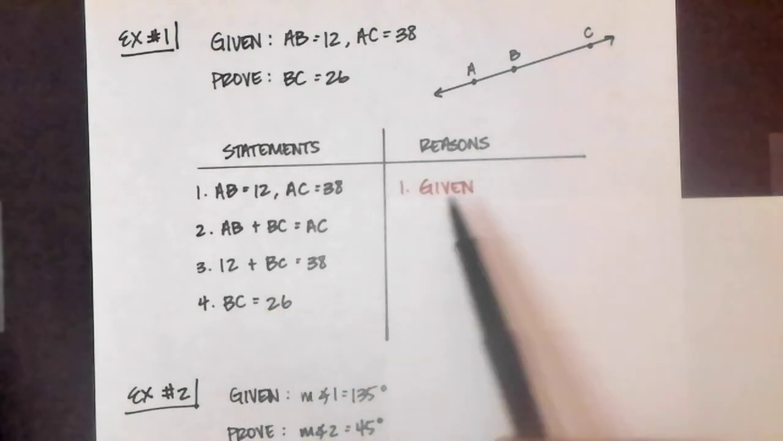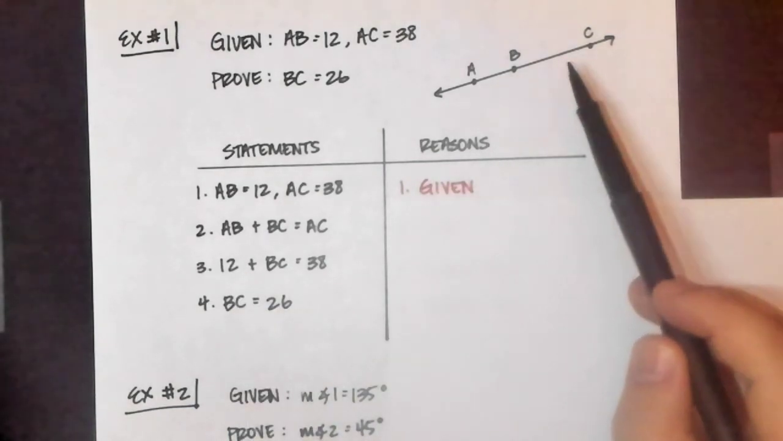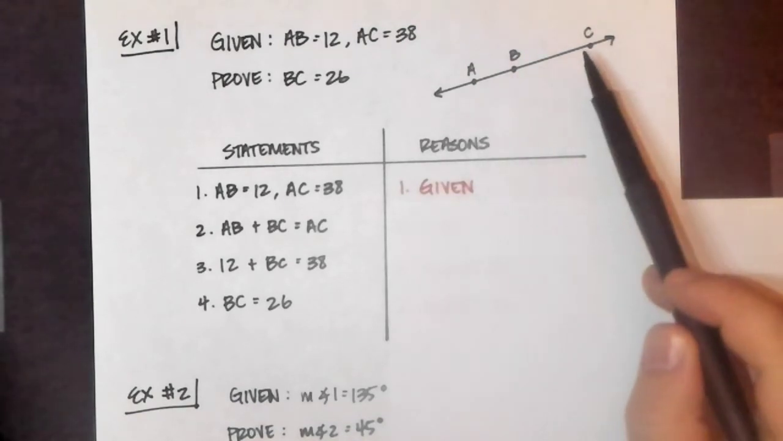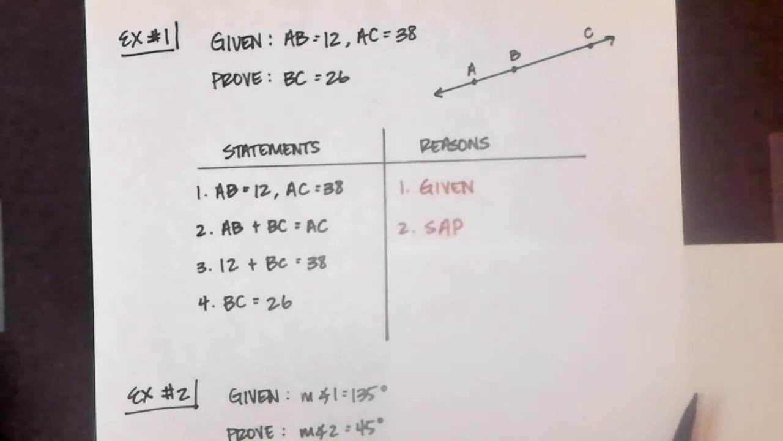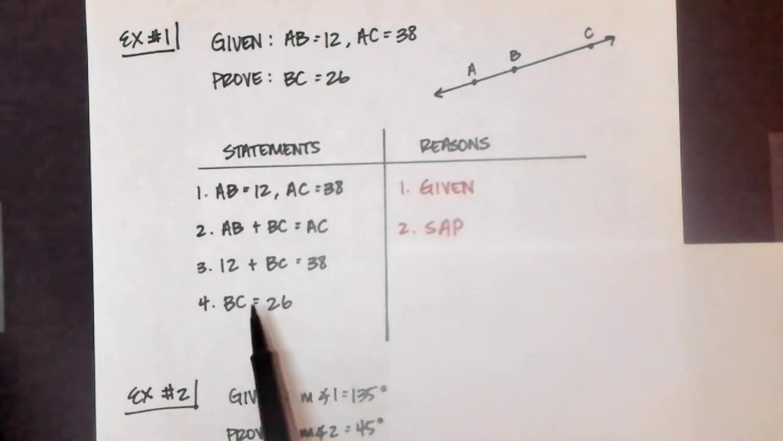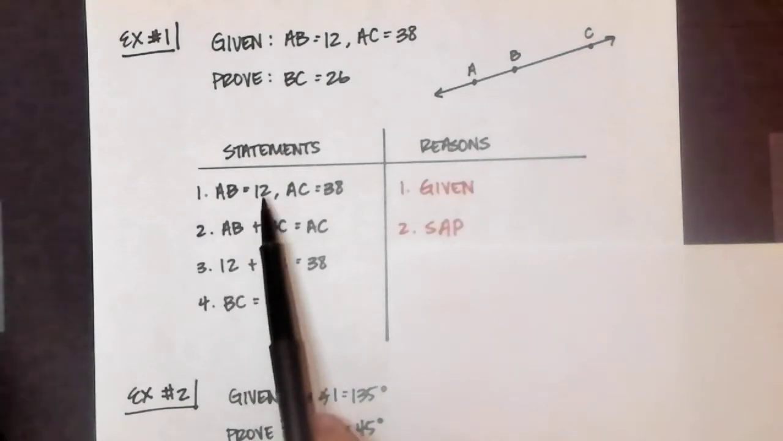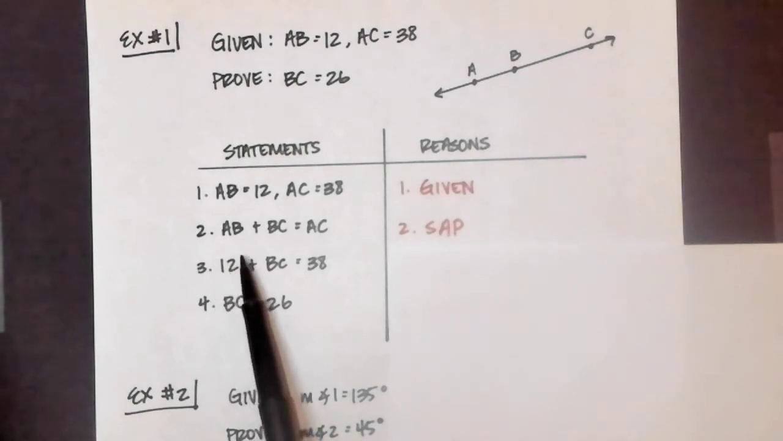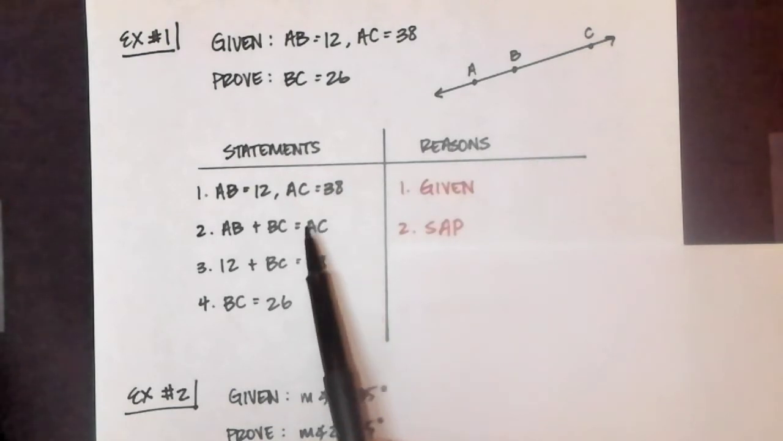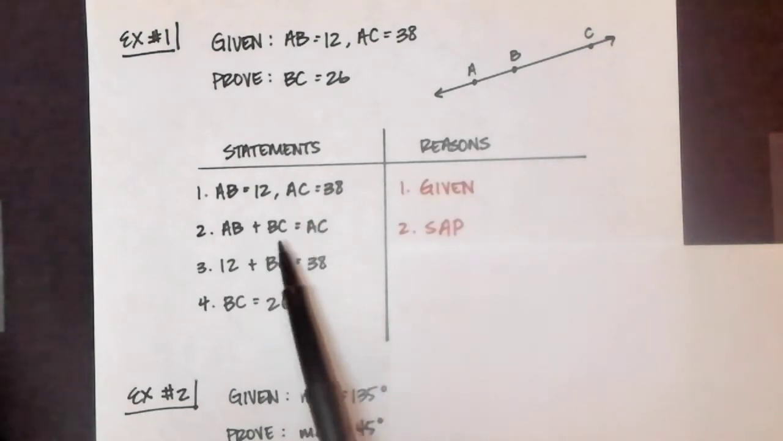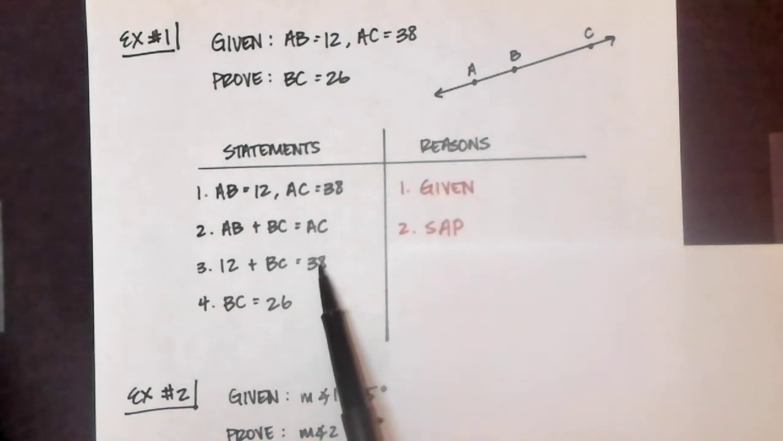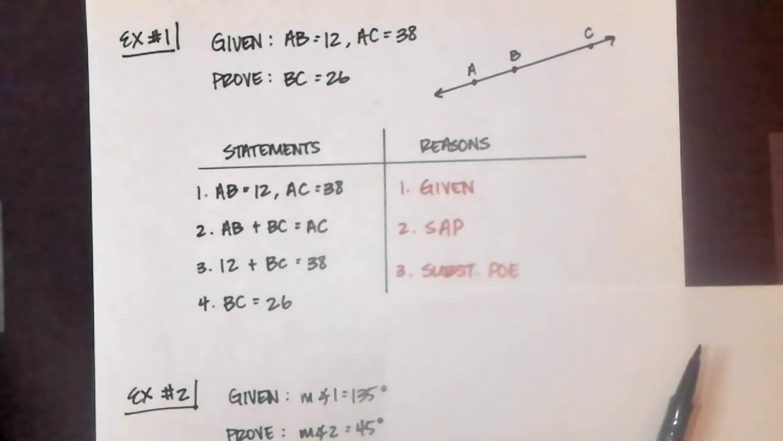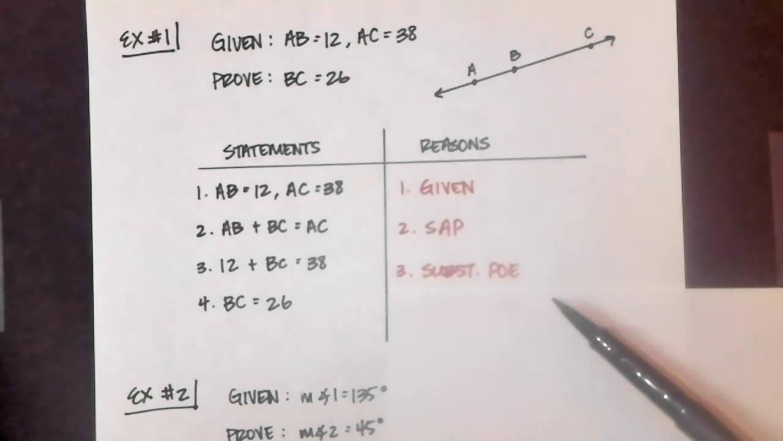Next, we see the length of segment AB plus the length of segment BC is equal to the length of segment AC. That's our segment addition postulate, or SAP for short. Well, I have an AB here that's equal to 12, and I can now replace or substitute AB with a 12. I have AC is equal to 38, so anywhere I see AC, like in the second statement, I can replace it with a 38. That's using the substitution property of equality.